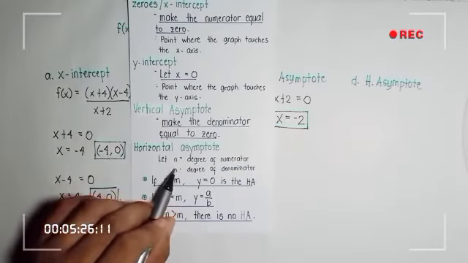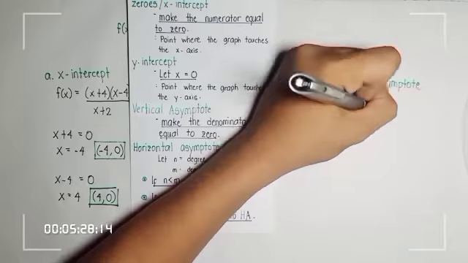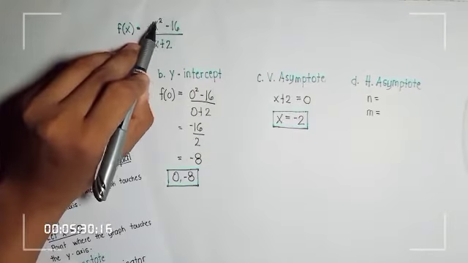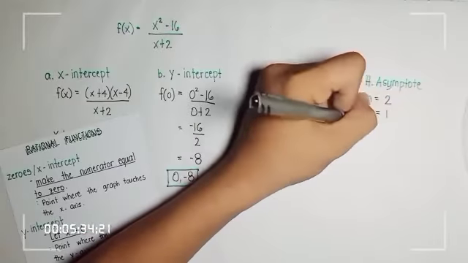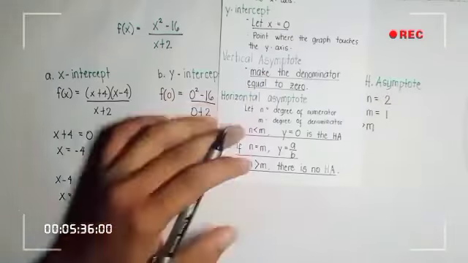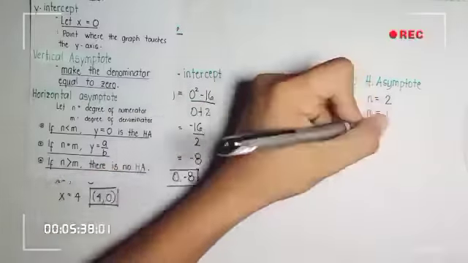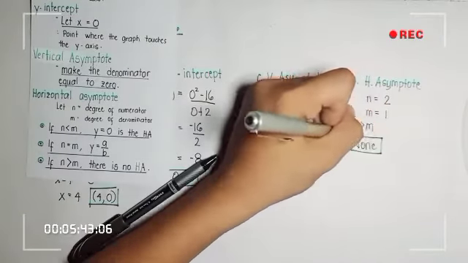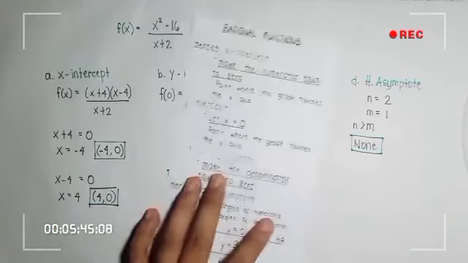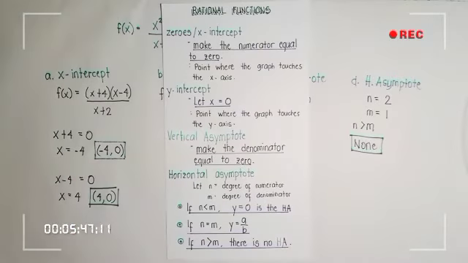For the horizontal asymptote, again, first let us determine the n and m. n is equal to 2 and m is equal to 1, since those are the degrees of the numerator and denominator. When n is greater than m, there is no horizontal asymptote.